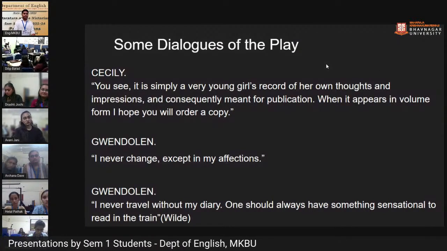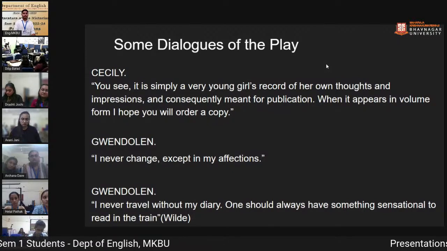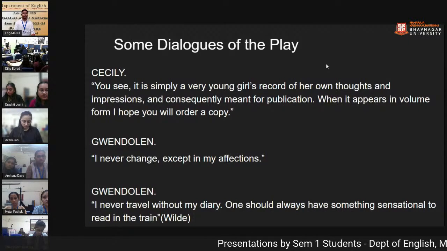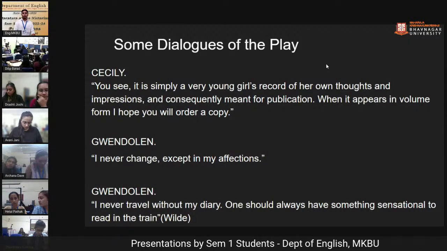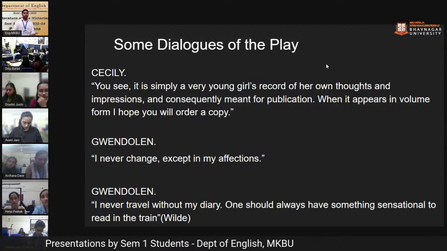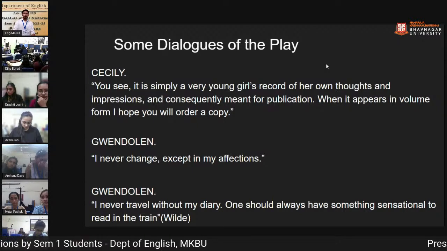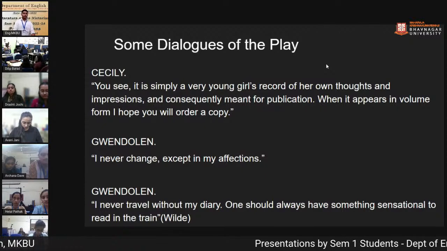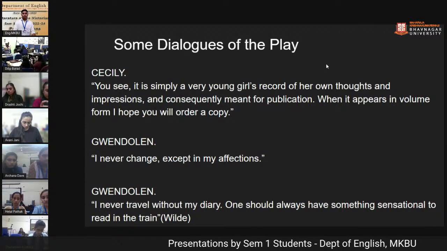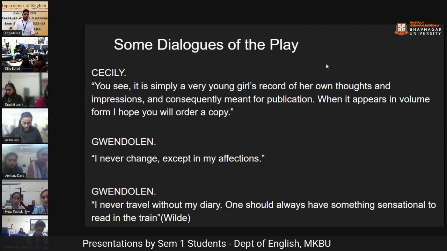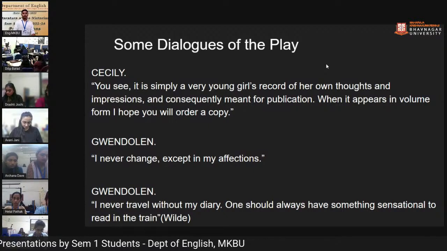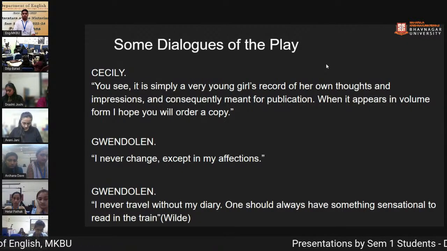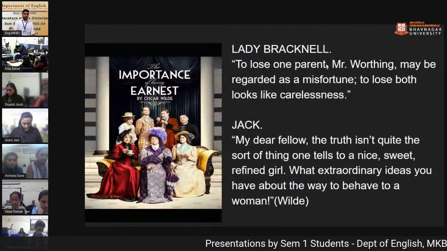The character of Cecily says, "You see, it is simply a very young girl's record of her own thoughts and impressions, and consequently meant for publication. When it appears in volume form I hope you will order a copy." Gwendolen's dialogue is, "I never change, except in my affections." The other dialogue of hers is, "I never travel without my diary. One should always have something sensational to read in the train."